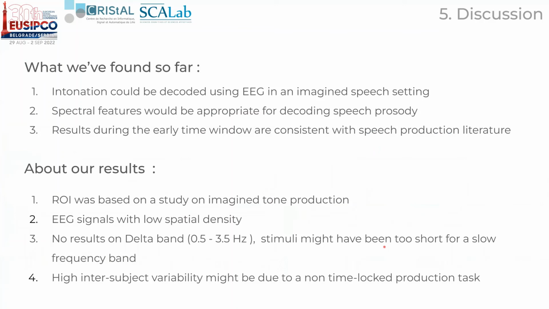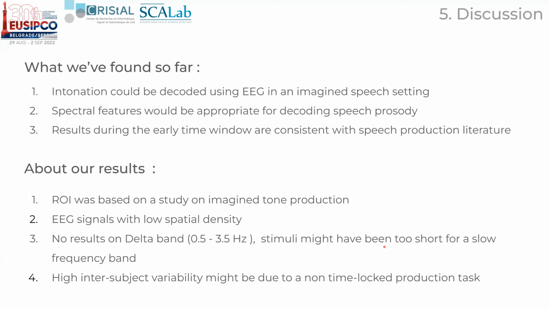To sum up our results, we can say that intonation of imagined speech could be decoded using EEG, and spectral features seem an appropriate feature for such a task. Especially the results we found during the early time window are consistent with literature on speech production. Some remarks about our results are that, due to the limited literature on prosody, we based our electrode region of interest on the study of imagined tone production.